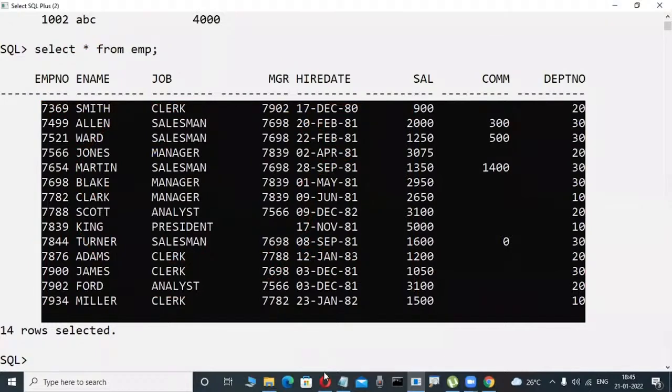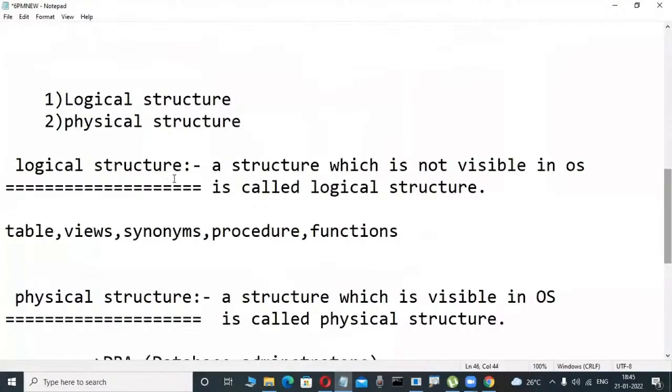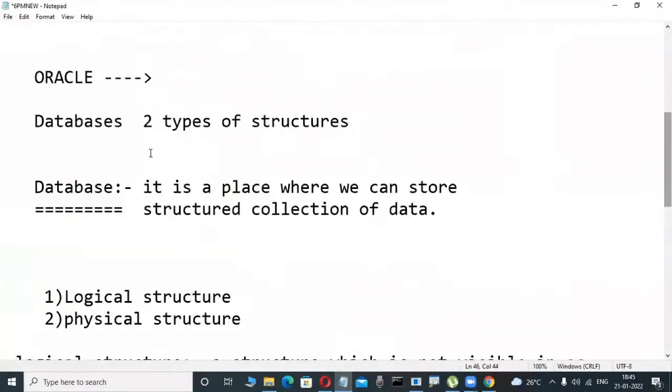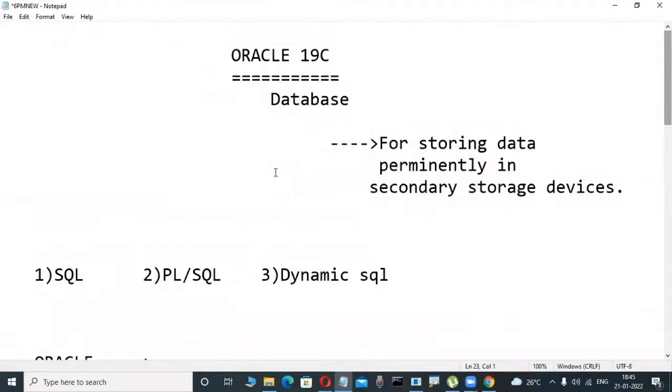That's why in books we refer, and in Google when we type what is a database, two definitions come up. You are observing, or not, but most developers write that it is a place where we can store a structured collection of data. Understood? Yes. Now, Oracle is a product from Oracle Corporation.